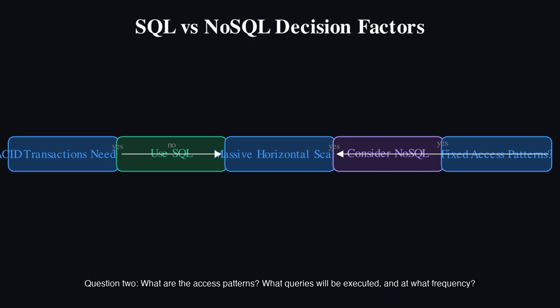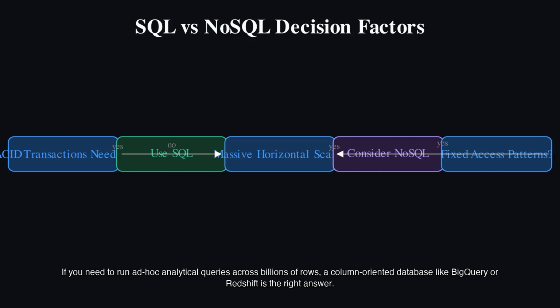If every query is a lookup by primary key, a key value store may be faster and cheaper than PostgreSQL. If you need to run ad hoc analytical queries across billions of rows, a column-oriented database like BigQuery or Redshift is the right answer. The access pattern dictates the data model.